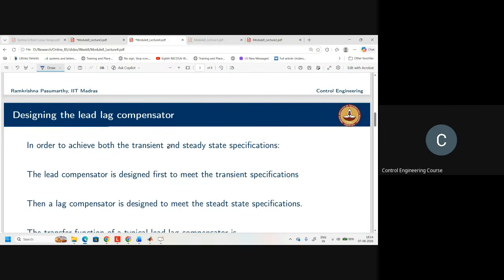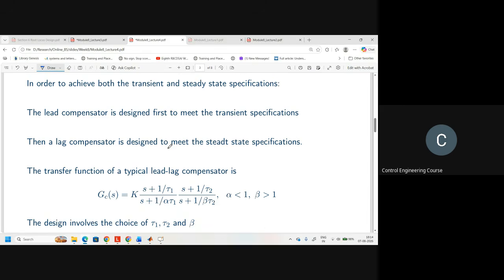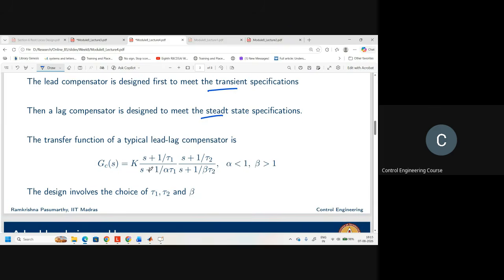So the design steps here are just similar to what I discussed at the end of the double lead compensator. What you do is first design a lead compensator as per the given transient response characteristics. Then you keep that as it is, and then you design a lag compensator that satisfies the steady state error. That's all. There is nothing new here. So the overall lead lag compensator will be like this. This corresponds to your lead compensator, and this corresponds to the lag compensator.